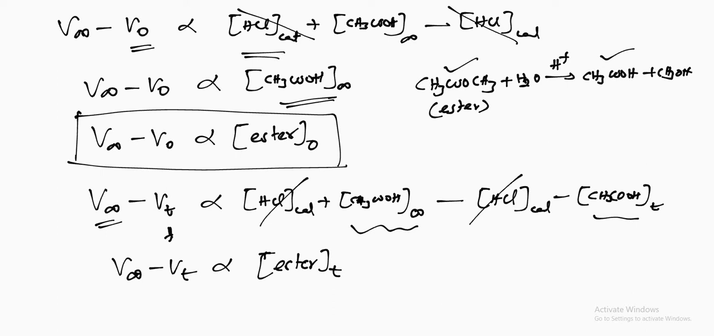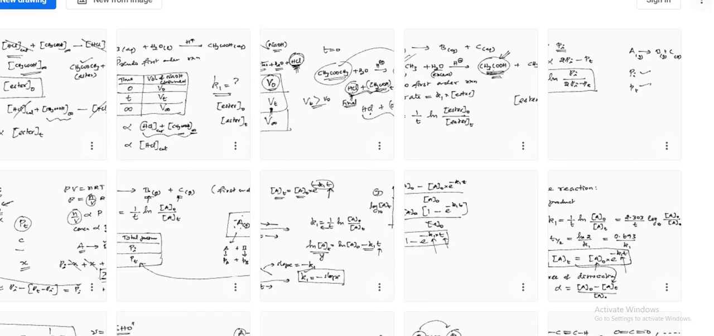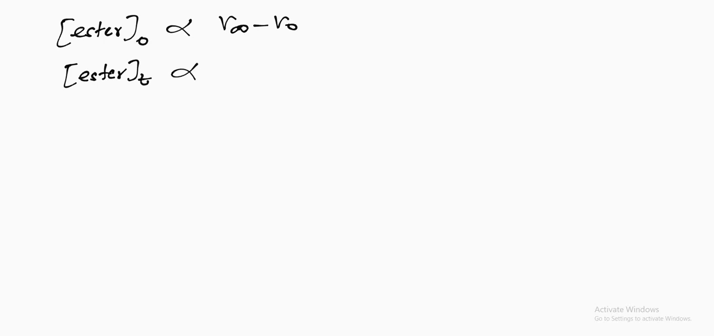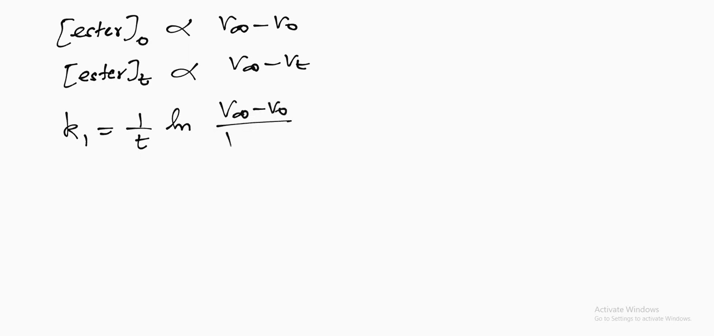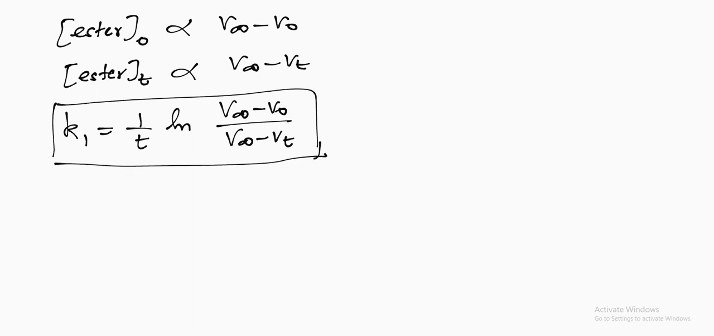Okay, therefore we can write the rate constant as, students, observe carefully, this is the final step. The concentration of the ester at the beginning of the reaction at time 0 is directly proportional to V infinity minus V0. The concentration of the ester at a time t is proportional to V infinity minus Vt. Now I can write the rate constant K1 equal to 1 by t ln (V infinity minus V0) over (V infinity minus Vt). Students, note down, it's a very important expression for the rate constant of a first order reaction, right?